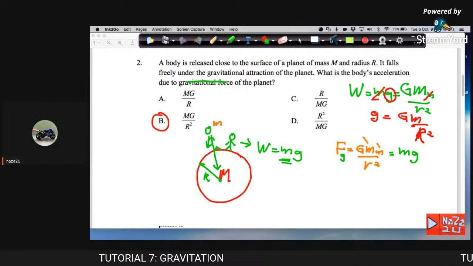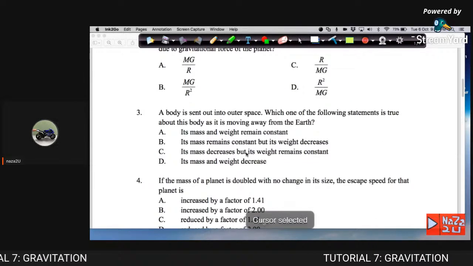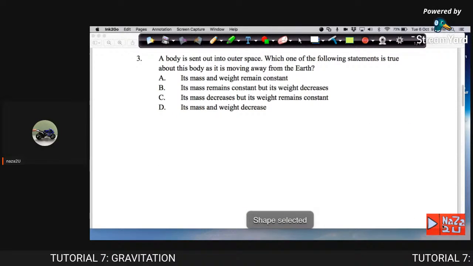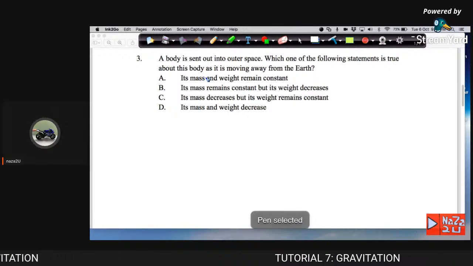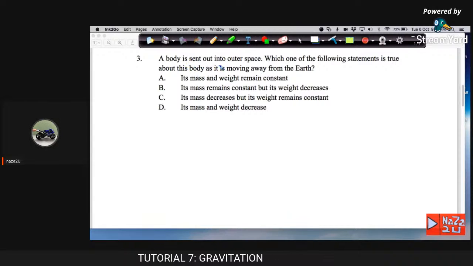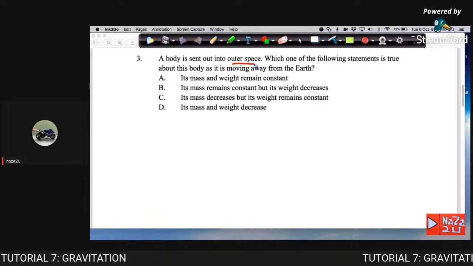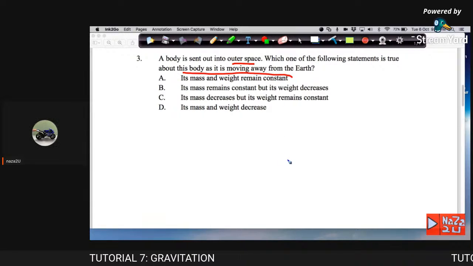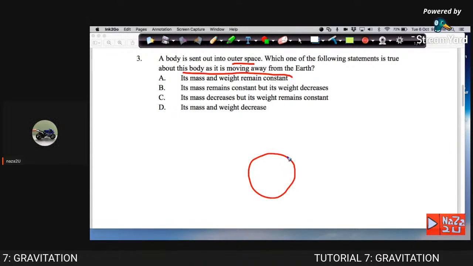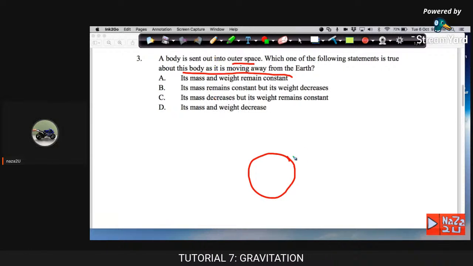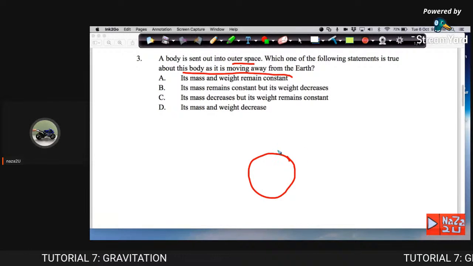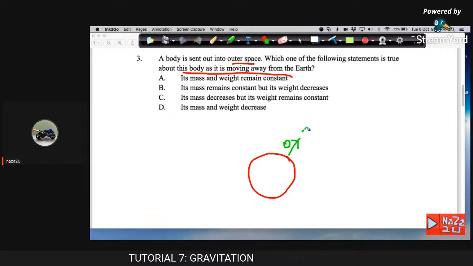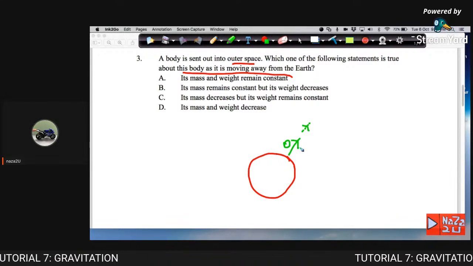Okay, question number 2. Continue to the number 3. Right? Question number 3. Body is sent out into outer space. Which one of the following statements is true? This body is moving away from the earth. So kita katalah ini permukaan bumi, and you have an object thrown ataupun kita lontarkan keluar ke atas. Okay, so dia akan bergerak menjauhi daripada permukaan bumi ataupun planet bumi.